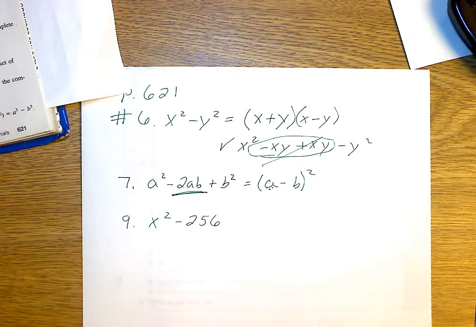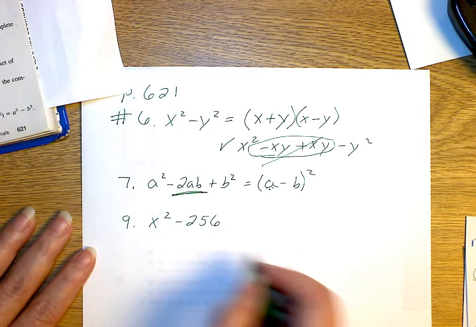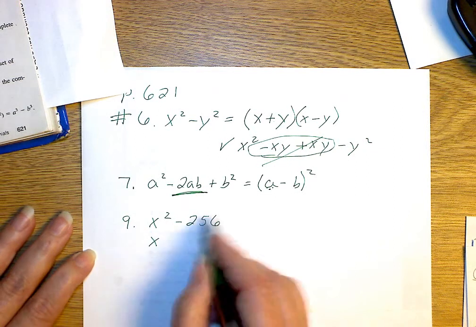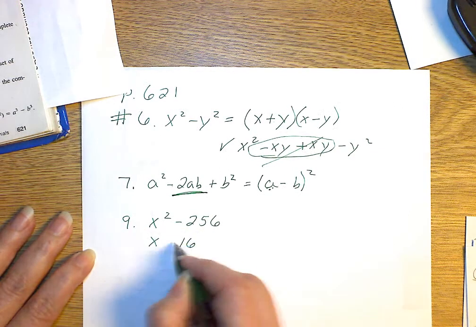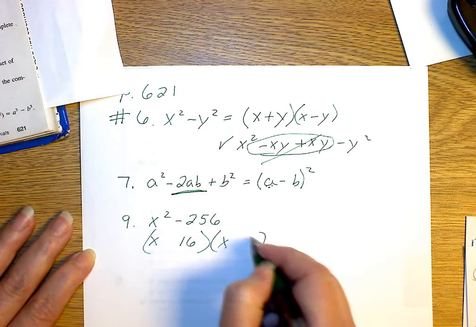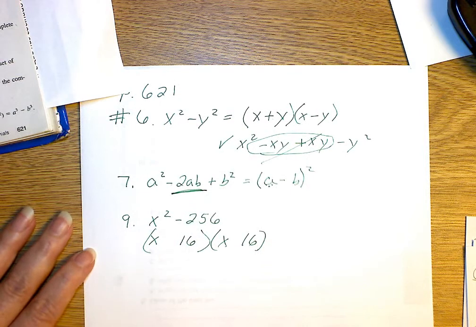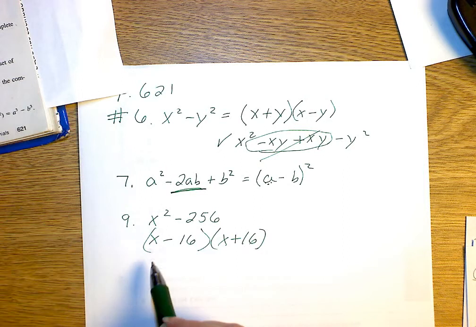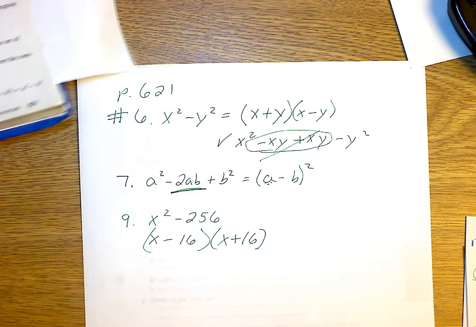Okay. 16? Yeah, is it 16? Yeah. All right, so the square root of x squared is x, and the square root of 256 is 16. So remember, what is in the middle of these? A minus and a plus. All right.